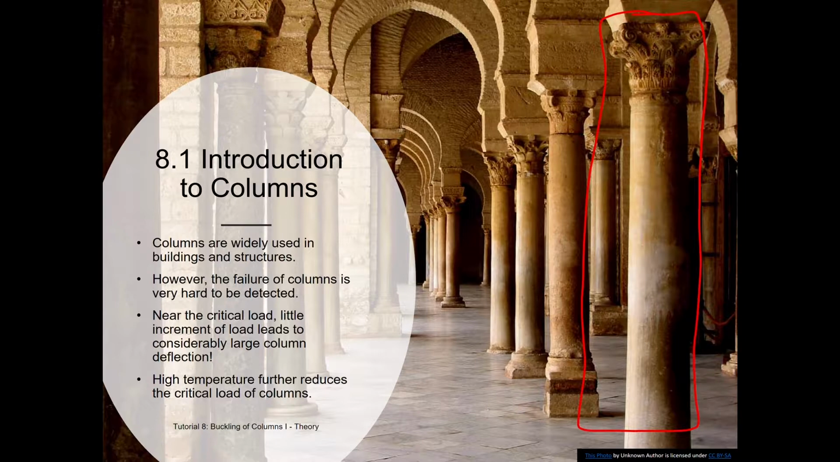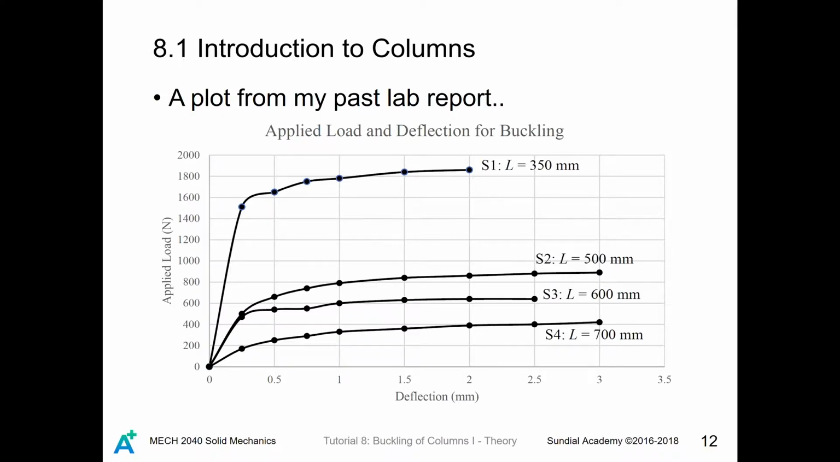Also, the high temperature will further reduce the strength of the column. Particularly when a building is on fire, so there is a fire alarm in the building, and the material of the column is heated by the fire, then the column will become even more brittle, or later on it will be even easier to be broken.